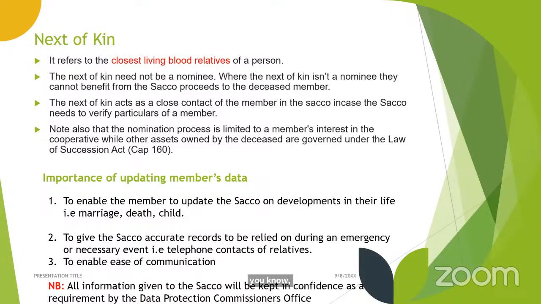The next of kin need not be a nominee, because as we said previously in our slides, a nominee is any person who has been appointed by the member of a SACCO. So it mustn't be a close blood relative. Where the next of kin isn't a nominee, they cannot benefit from the SACCO proceeds of the deceased member. It makes sense, because if you're not nominated, even if you're a next of kin, you will not benefit.